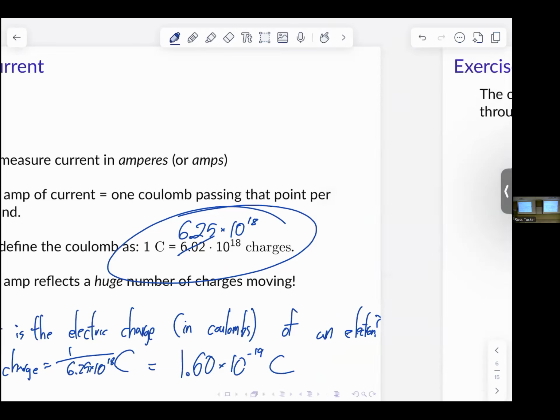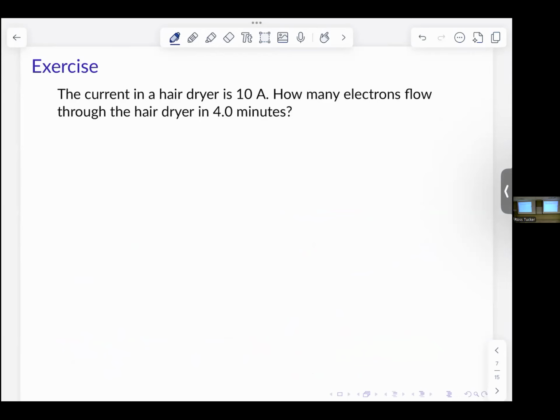Next slide. Question B. B for Bravo. I have a 10 amp hair dryer. That's totally reasonable. How many electrons flow in 4.0 minutes? Should be louder in here. Talk to each other.